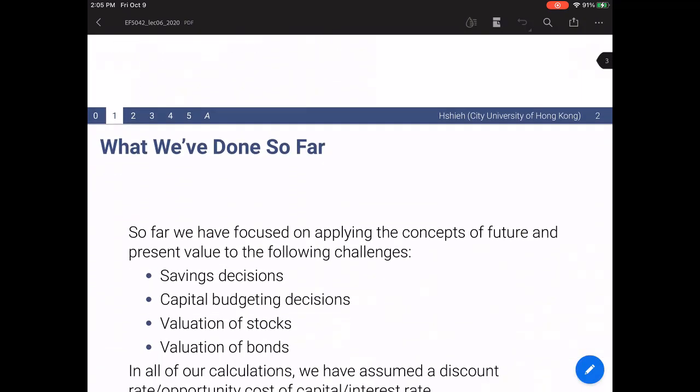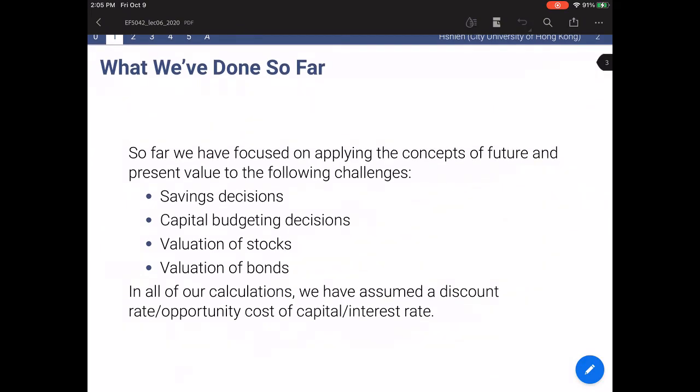So let's backtrack a bit. So far we have focused on applying the concepts of future and present value on the following concepts in terms of valuation of bonds, valuation of stocks, capital budgeting, and savings decisions. Of course, what we've done so far in all of these topics is we took the cost of capital for granted, other than bond valuation, right? And so in this lecture and the next following lectures, we're going to try to build on top of bond valuation and introduce the concept of risk so that we can have a discount rate to discount risky cash flows.